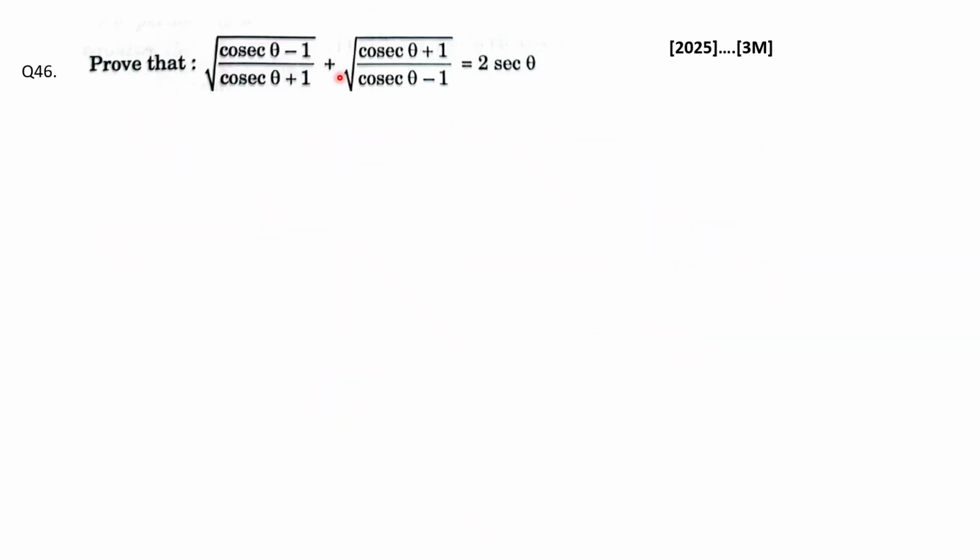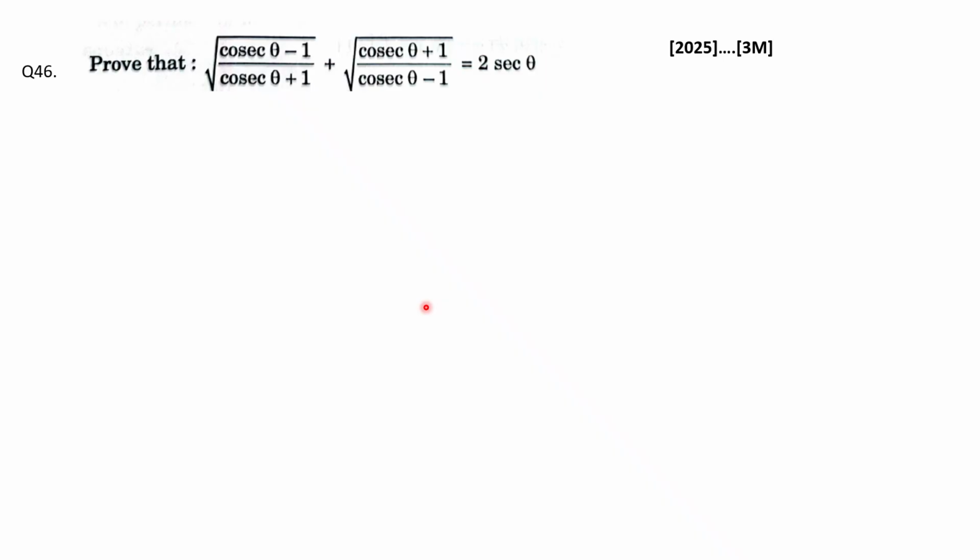Prove that root of cosec theta minus 1 by cosec theta plus 1 plus root of cosec theta plus 1 by cosec theta minus 1 is equal to 2 times sec theta. Here also, similar question we have done previously with the sec theta minus 1 and sec theta plus 1. So same way you have to do. So this question you solve in your own way. Here also you have to rationalize and you will get your answer. So this question you try by yourself. I am leaving it because you have already solved this type of question previously. And I feel you all can solve it.